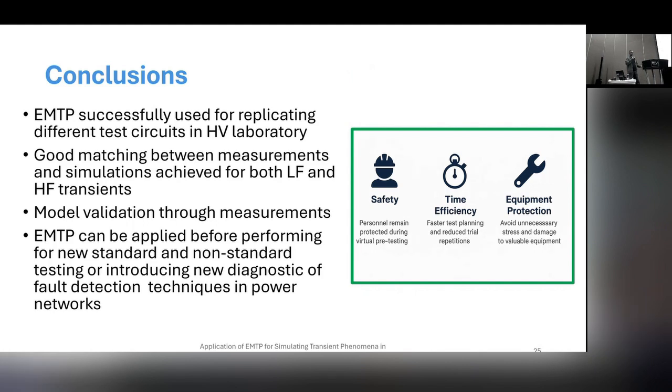Different tests which involve transients. These simulations can be applied before performing a real test in the laboratory, standard or non-standard, or if we introduce some new diagnostic methods, like the one that I demonstrated for the location of the fault in an isolated medium voltage network. So to prove the concept, it's easy to run a simulation and get results, but we don't know how reliable these simulation results are. And as you can see from our cases, we are very, very satisfied with the simulation results and the comparison with measurements.